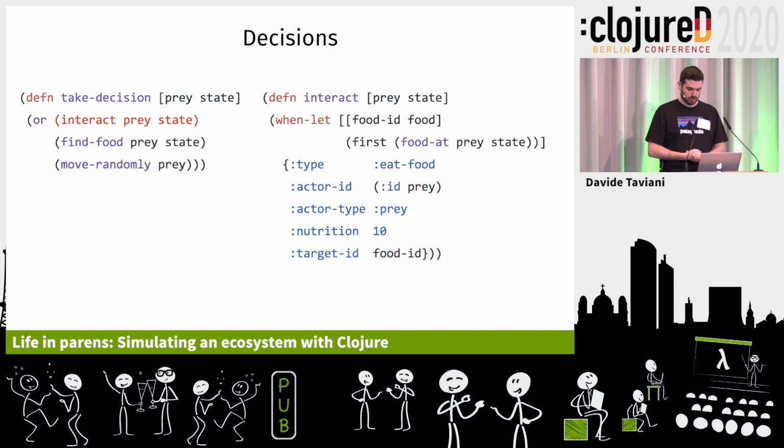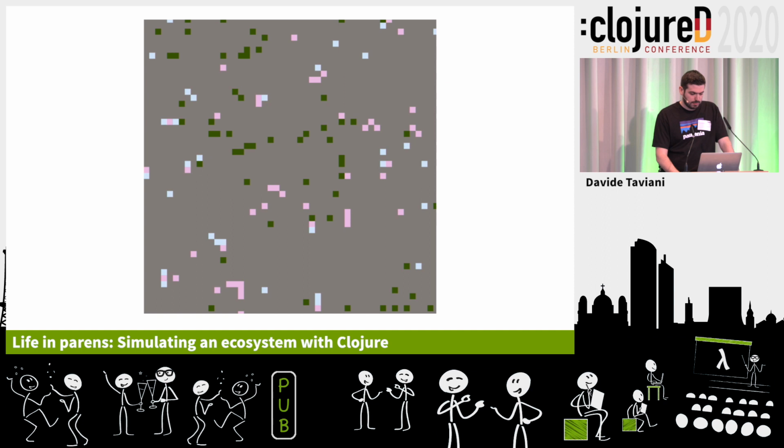And in this case, interacting, we're only talking about food now. The creature is going to look at the first food that is in its place and just declare they would like to eat it. And that's what happens. You can see they're moving. They go to a spot where there is food. They eat it, and they go along.